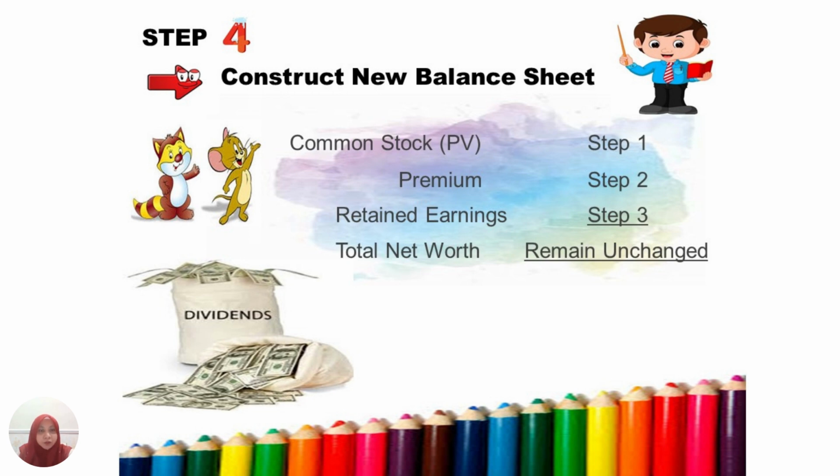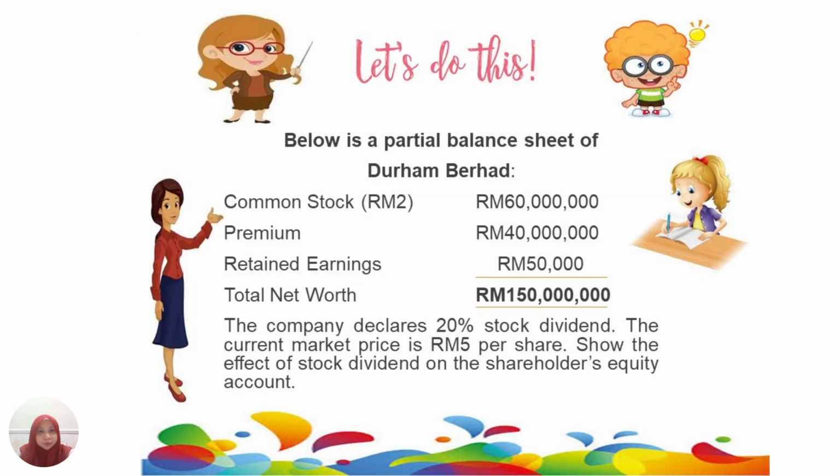Step 4, we need to construct the new balance sheet. Step 1 consists of common stock and premium. Step 2 is the same. Step 3 is retained earnings. So we will get the total net worth, which will still remain unchanged.